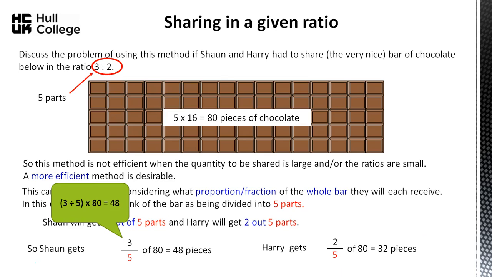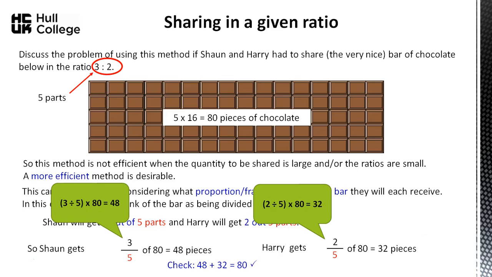Harry gets 2/5 of 80, which is 32 pieces. And again, to calculate this, 2 divided by 5, press enter, then multiply your answer by 80. That will give you 32 pieces. To check our answer, simply add the answers together. 48 plus 32 equals 80.